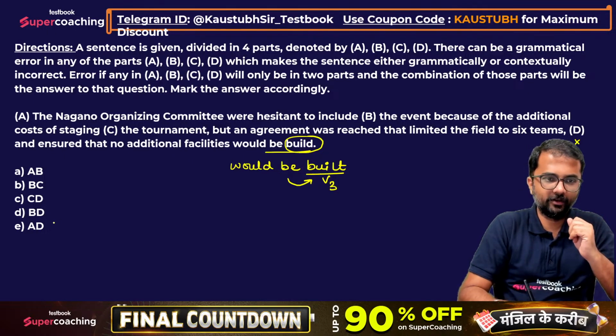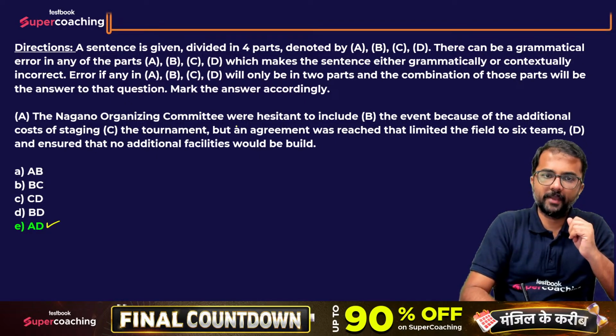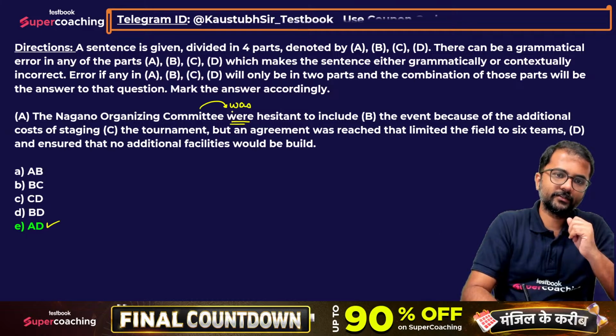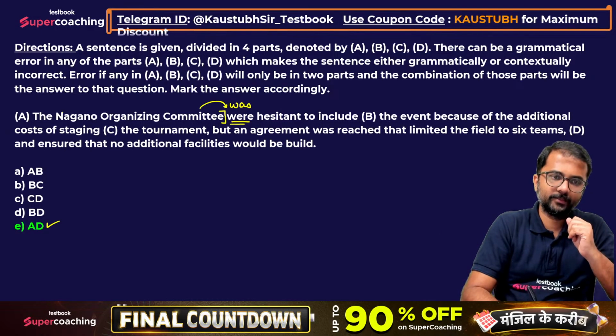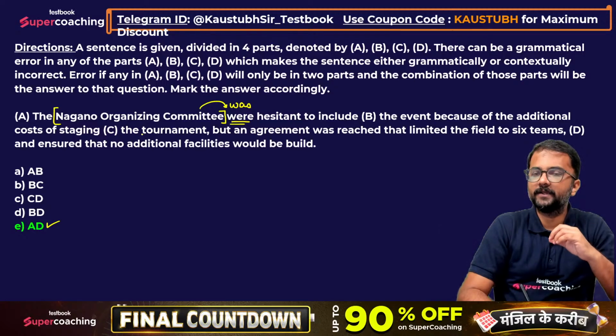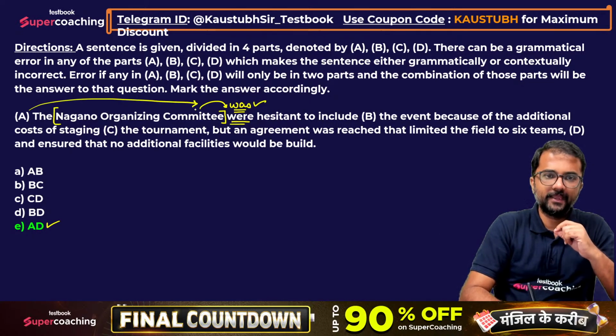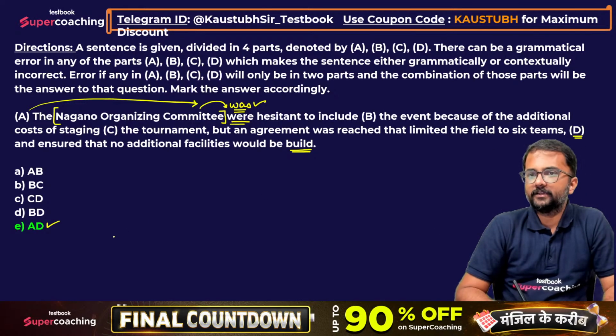A and D. Okay, many of you are going with A and D here. And I think A and D is the right answer because the subject of agreement is written incorrectly. Committee was hesitant, because when a committee acts unanimously, all the members of the committee are agreeing to something, then the word committee is considered to be singular, and that's why we use the singular verb was. So there is an error in A part of the sentence and there is an error in D part of the sentence. So A and D is your correct answer.